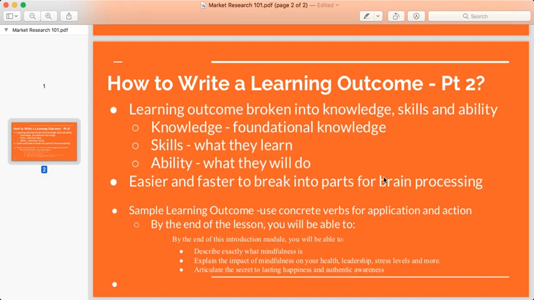By the end of this introduction module, you'll be able to describe exactly what mindfulness is, explain the impact of mindfulness on your health, leadership, stress levels, and more, articulate the secret to lasting happiness and authentic awareness.